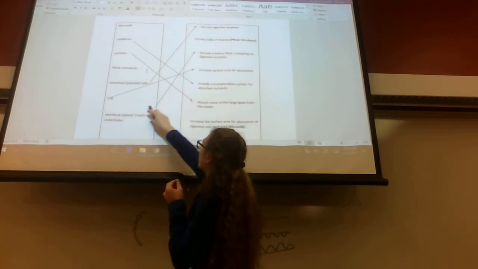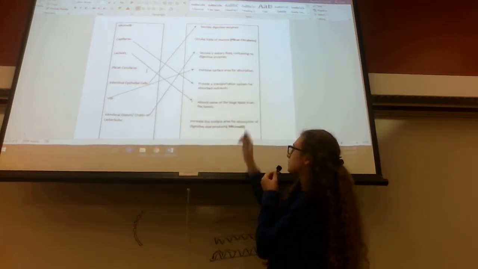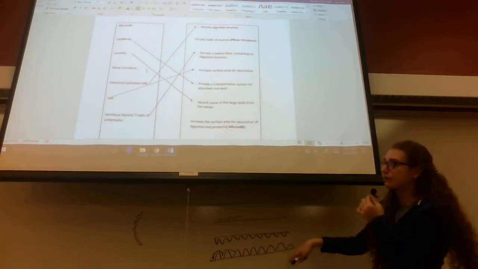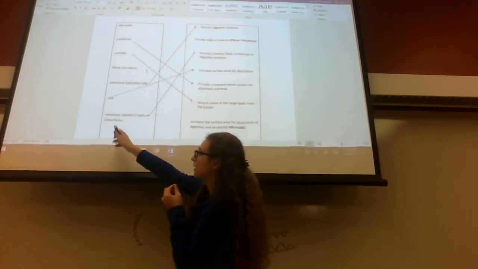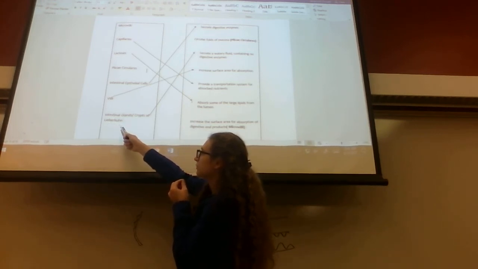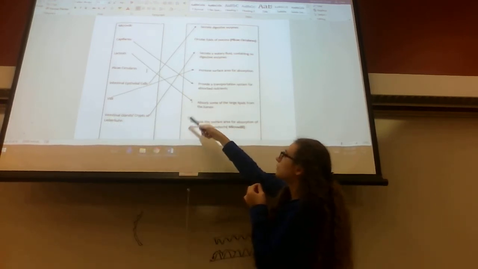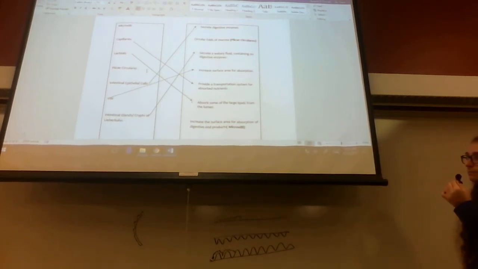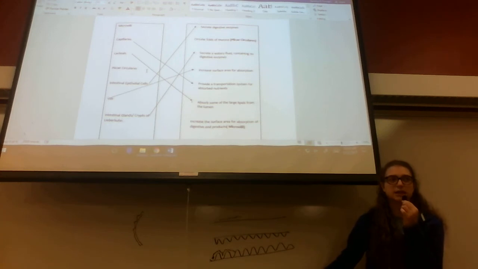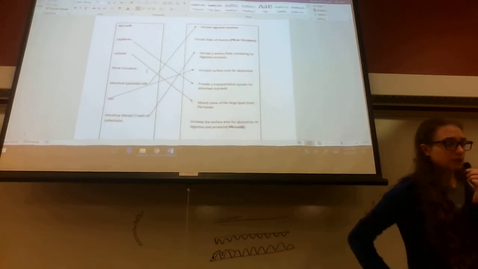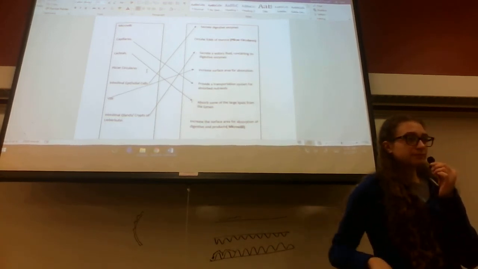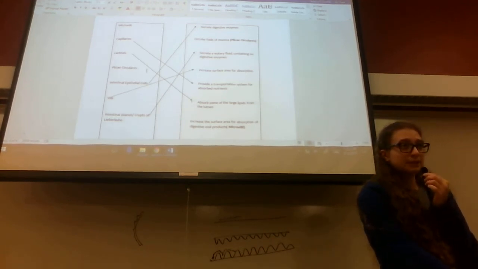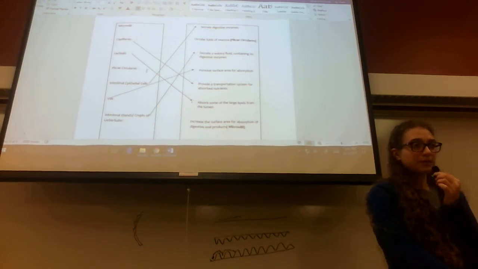Next one is villi. Increased surface area for absorption, just like with the microvilli. And then the intestinal glands are crypts of Lieberkuhn. I don't know. Secrete a watery fluid containing no digestive enzymes. So the watery fluid just basically helps lubricate and move things through. So, all good stuff.